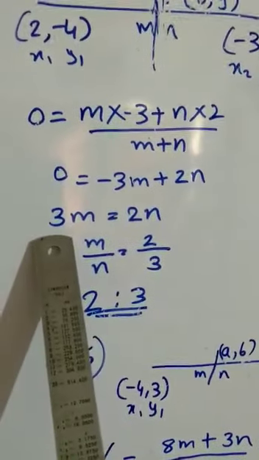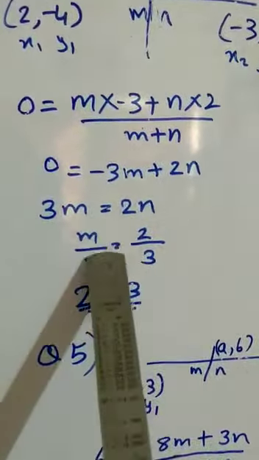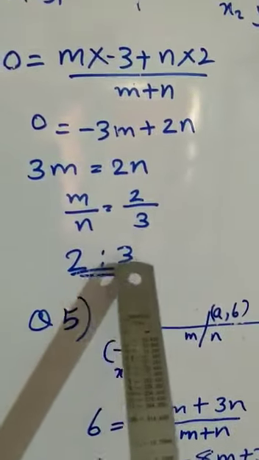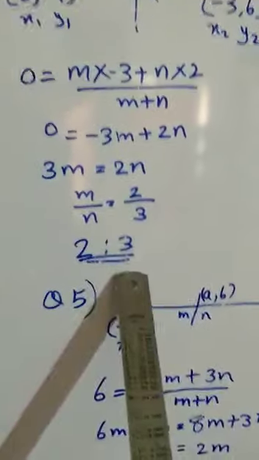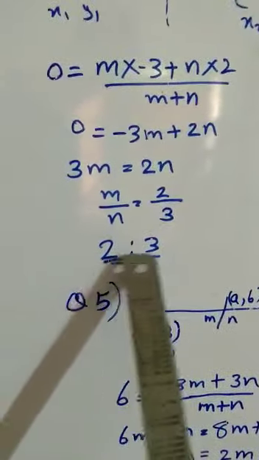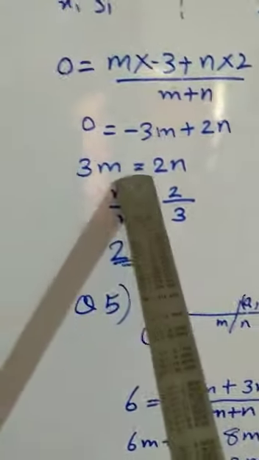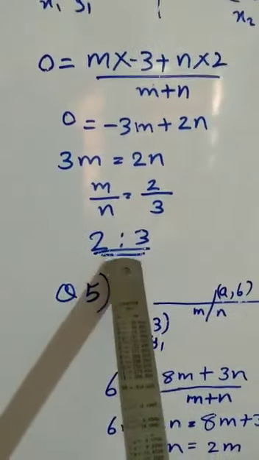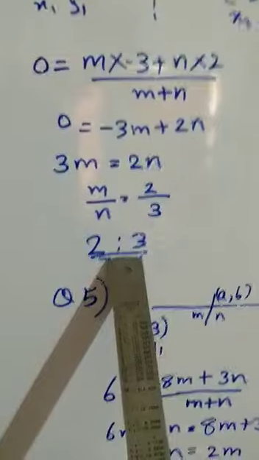Minus 3 comes this side as plus 3. We need m upon n. So 3 goes down, you get 2 is to 3, because the final question was, what is the ratio? So we left it in the ratio form. They didn't ask us what is m upon n. They said what is the ratio, and the answer is in ratio form.